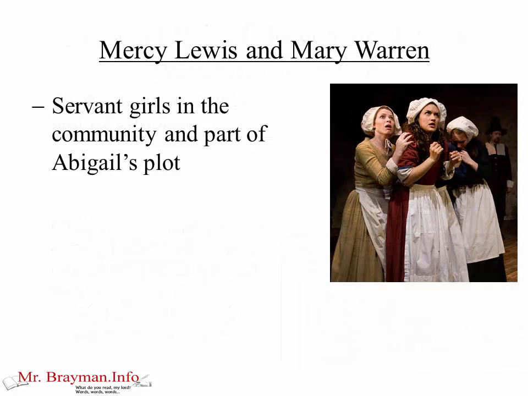We're also going to meet some of the girls like Mercy Lewis and Mary Warren, who are servant girls in the community and part of Abigail's plot. They're kind of her henchmen. And as you're going to see, Abigail's one of these, I guess what we now call a mean girl who has these bullied girls that are a part of her circle and who do her bidding in many ways.